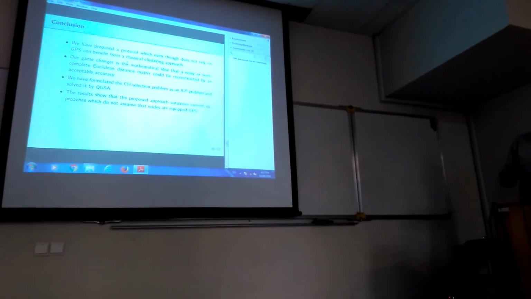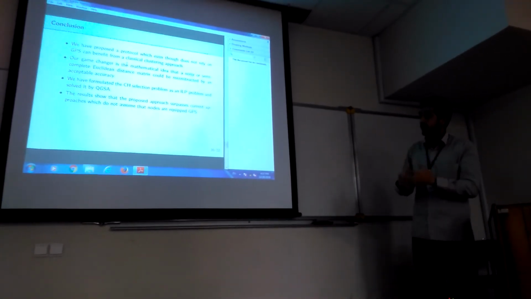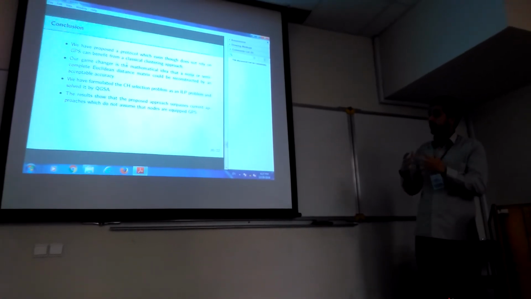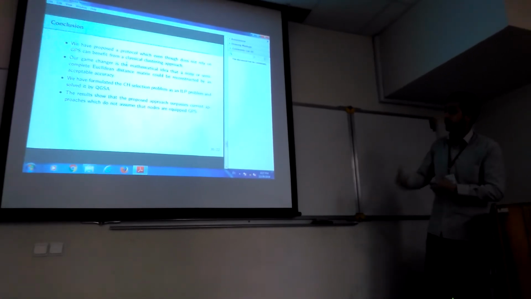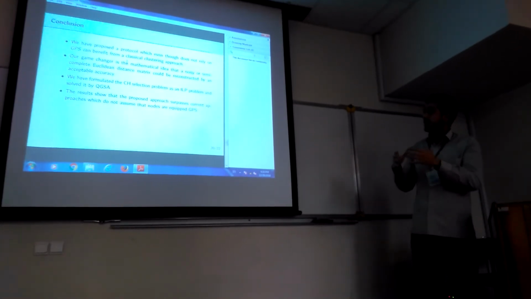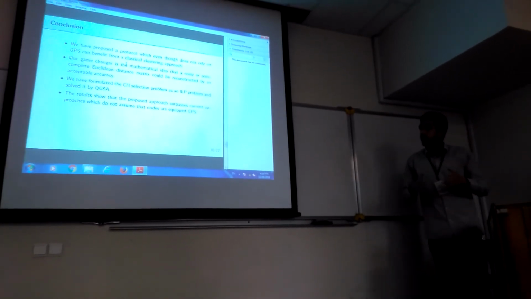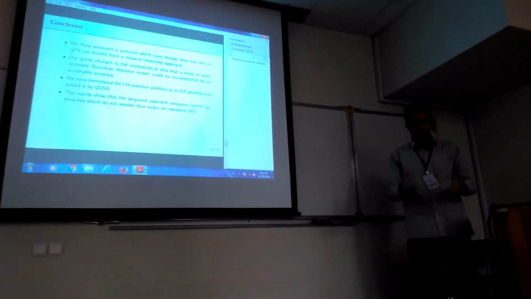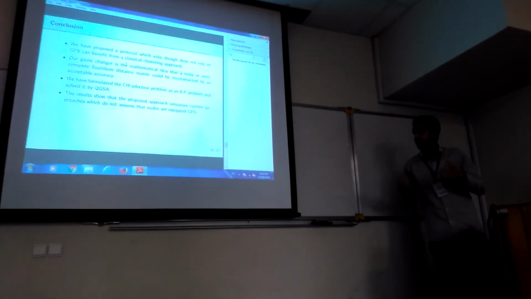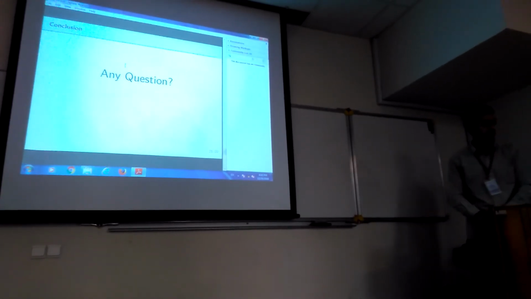So, in conclusion, we have proposed a protocol which, even though it does not rely on GPS, can benefit from a classical clustering approach. Our game changer is the mathematical idea that a noisy or semi-complete Euclidean distance matrix can be reconstructed with acceptable accuracy. We have formulated the cluster selection problem as an ILP, which is solved by QGSA, and the result shows that the proposed approach surpasses current approaches. Any questions?